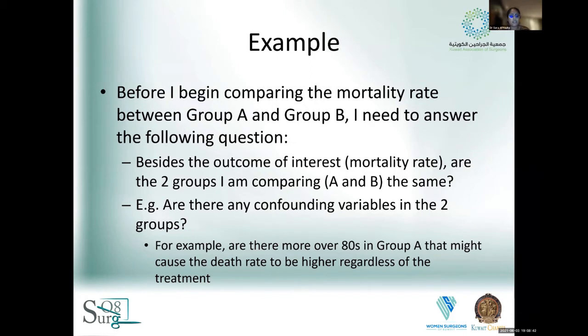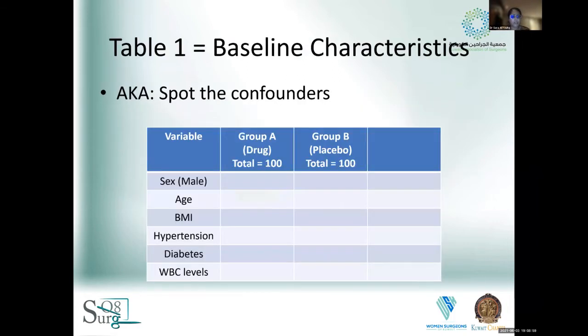Because, for example, if there are more over 80s in group A, they might cause the death rate to be higher regardless of your treatment. So it's really important whenever you look at a paper to look at whether this question was addressed statistically. When you look at research papers, they usually start with Table 1, which is always establishing what we call the baseline characteristics of the research groups.